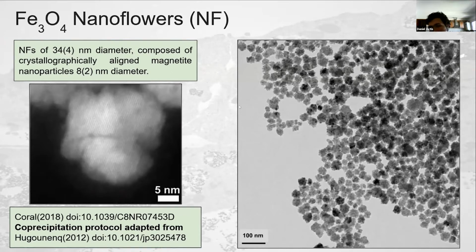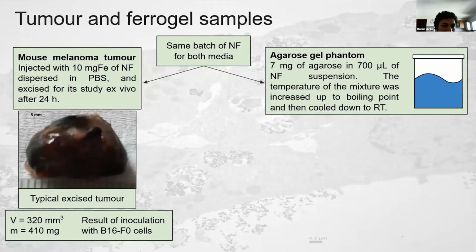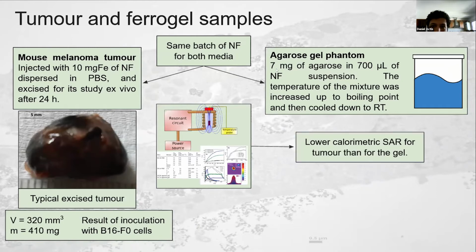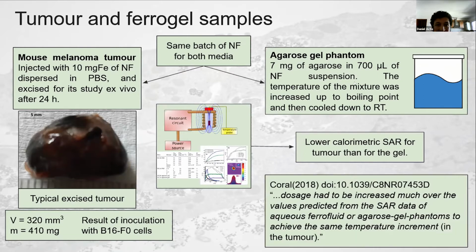And they took these nanoflowers and prepared two kinds of systems that would incorporate the particles: agarose gel and actual mice with melanoma tumors, which were injected in vivo and excised for this study ex vivo after 24 hours. They measured the SAR for both these systems calorimetrically and obtained repeatedly lower values for the tumor than for the ferrogel. In their words, dosage had to be increased to achieve the same temperature increment that was predicted studying the gel phantoms and the ferrofluids.